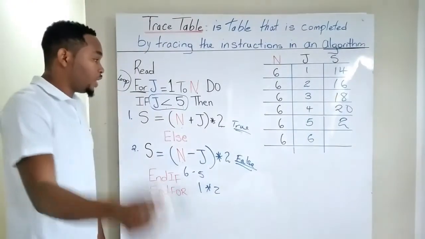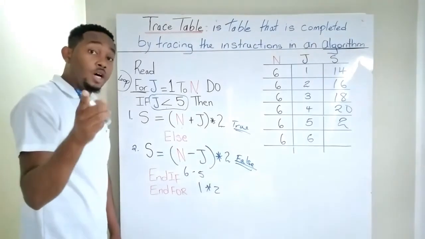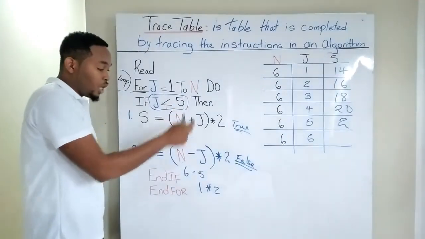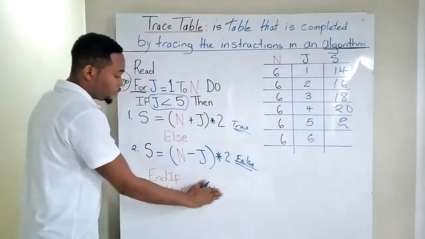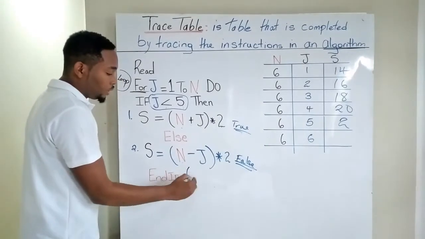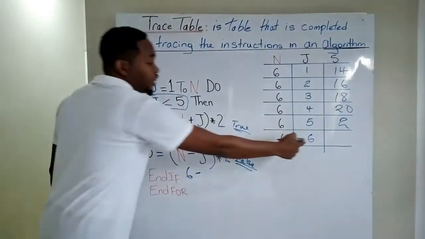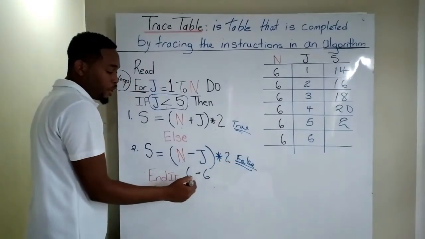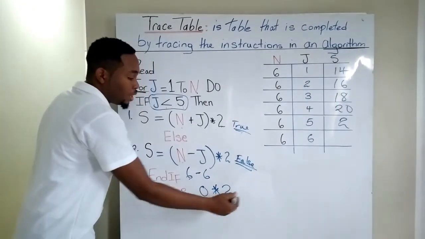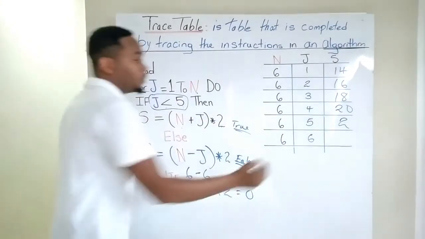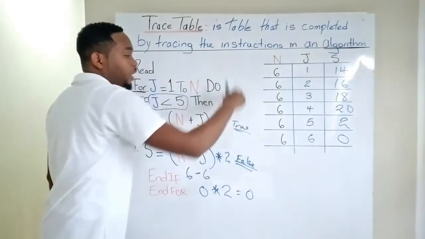I will continue one more time. Is 6 less than 5? That's false. 6 is not less than 5, so we continue to the else option. Here we take 6 and subtract j, which is another 6. 6 from 6 leaves us with 0, and 0 times any number ends up back with 0.